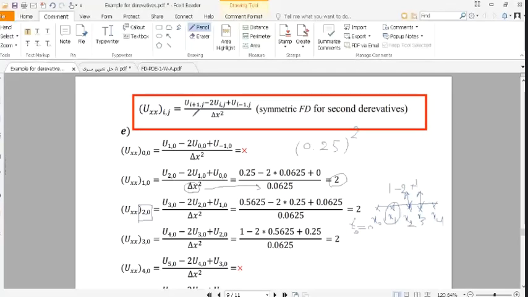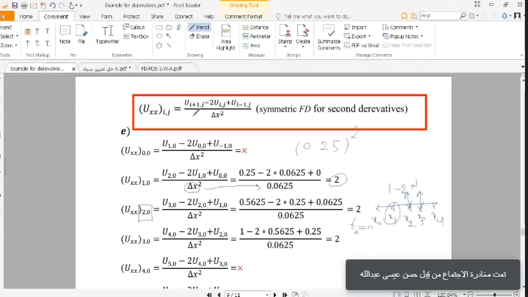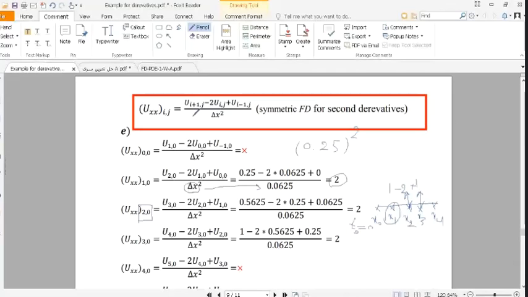When we replace these values of u, we have 0.5625 minus 2 times 0.25 plus 0.0625 over 0.0625, and when we compute this fraction, the result is equal to 2. And for the next point of this grid, or this mesh, we can compute uxx in a similar way.